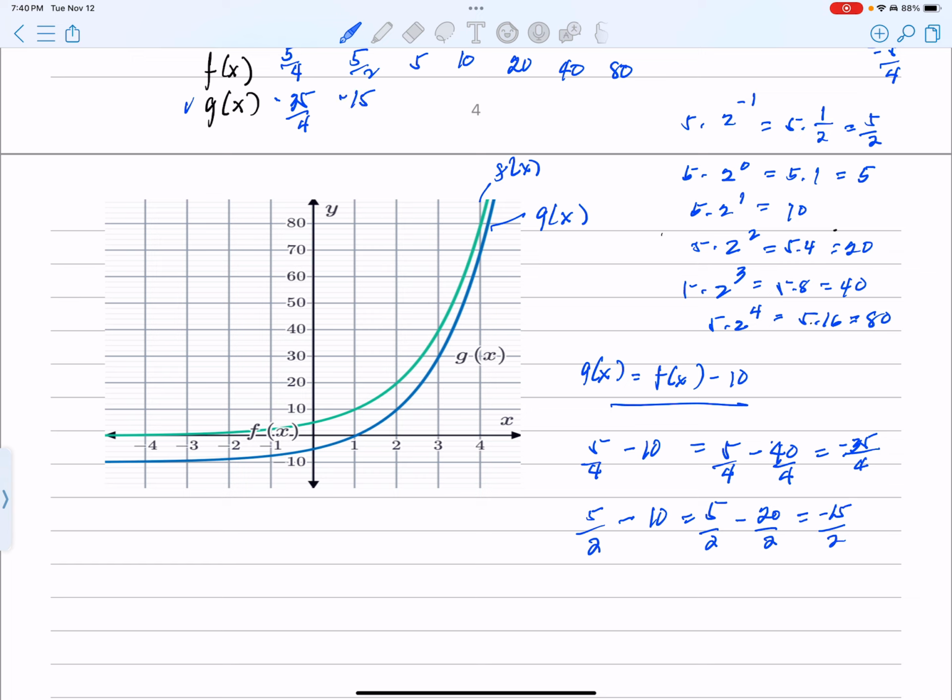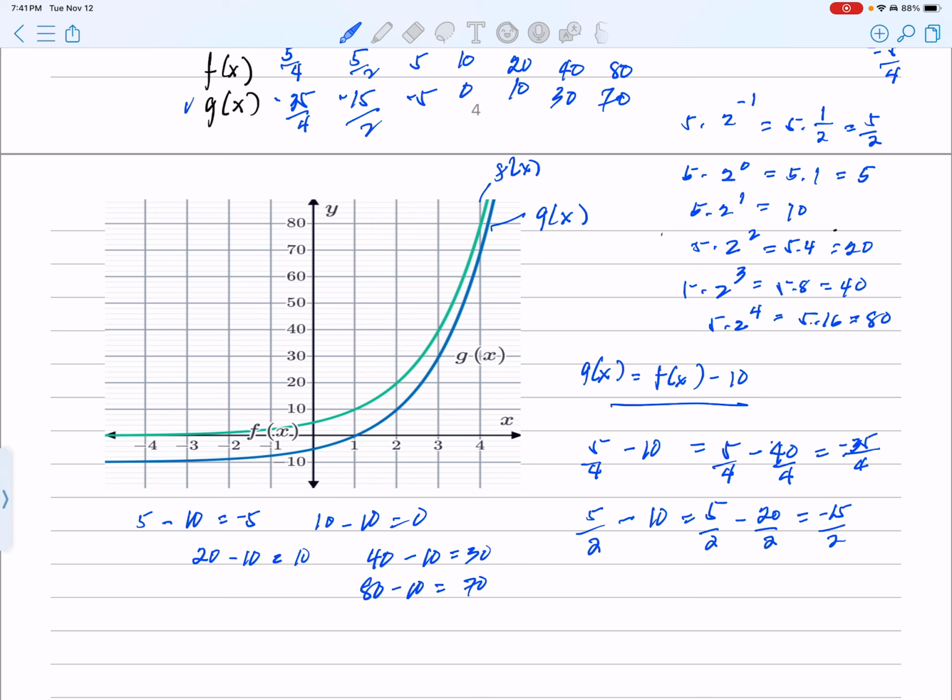Alright, let's have 5 minus 10. That's negative 5. 10 minus 10, that's 0. Then 20 minus 10, that's 10. 40 minus 10, that's 30. Then 80 minus 10, that is 70. So we have the graph.